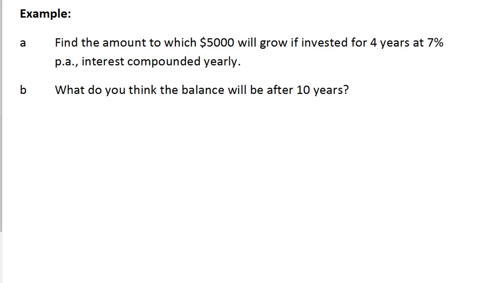The question says, and I'm going to highlight things so that we can pick it up. It says, find the amount to which $5,000 will grow. $5,000 is the amount invested, and it's invested for 4 years at 7% per annum, and it's compounded every year. So the first question we're going to look at is what this actually turns out to be.